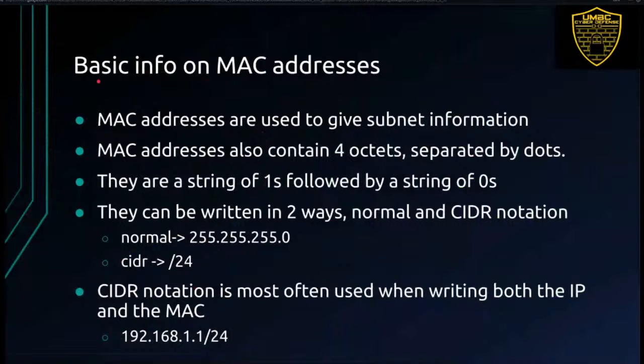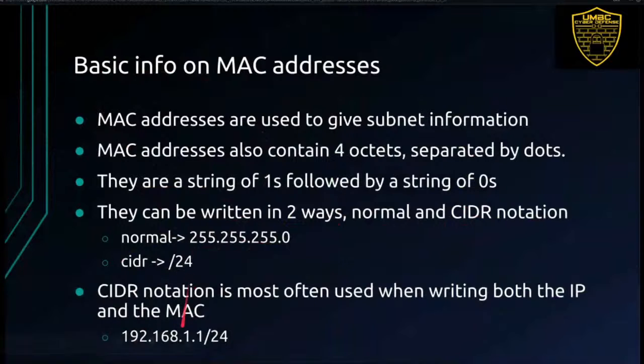Here's some basics on subnet masks. Subnet masks are used to give subnetting and network information to the IP addresses. They are also 4 octets long, separated by dots, and it's basically a string of 1s followed by a string of 0s. So for example, 255 means there are 8 1s, another set of 8 1s, another set of 8 1s, and then 8 0s for the whole mask. It can be written 2 ways. This is the standard one that you've probably seen a lot, which is pretty self-explanatory. And there's also the CIDR notation, which is below here.